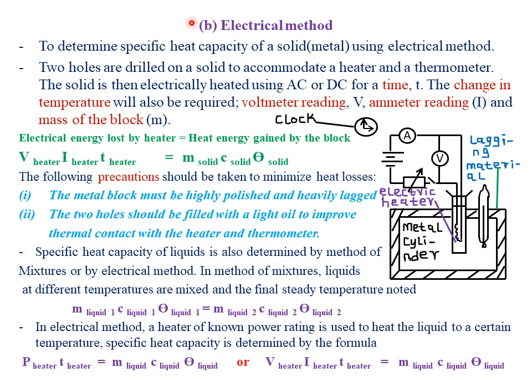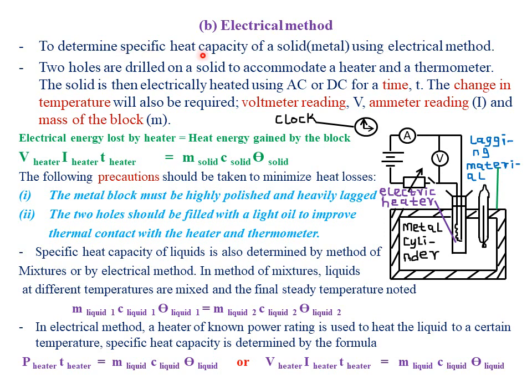So, in our previous class, we looked at how to determine the specific heat capacity of a solid using the method of mixture. Today we want to look at how to determine the specific heat capacity of a solid using the electrical method. We are talking of a metal solid, because there is some temperature change that we need here. A metal will always show us the temperature changes easily.